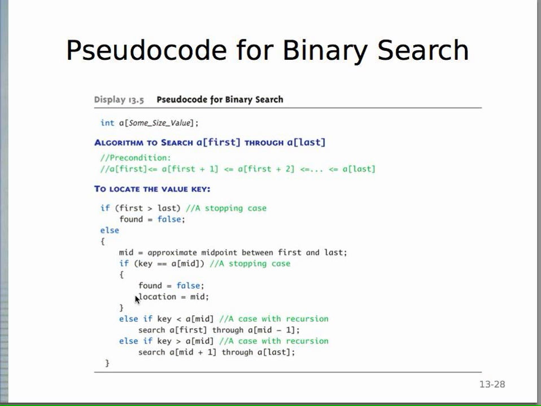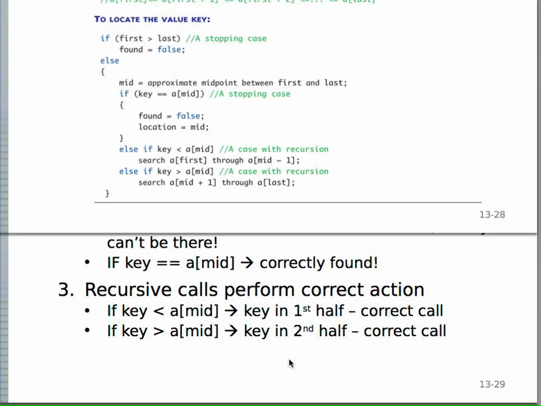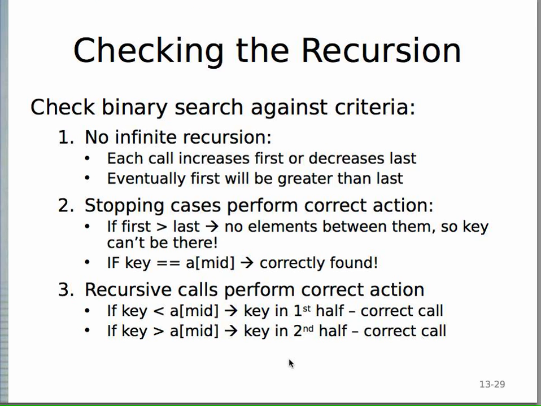If it's not equal to whatever's in the middle of the array, then you check if it's less than the mid, which means it's in the first half. So if the key is less than the middle element of the array, you search the first half, that is first through mid minus 1. If it's bigger than, that's the only other possibility actually, that the key is bigger than the middle value of the array, and then you search from the middle plus 1 through the last. Once again, this only works if your array is sorted to start. You can check this recursion against the 3 criteria that we mentioned in the previous video. Make sure you have no infinite recursion.